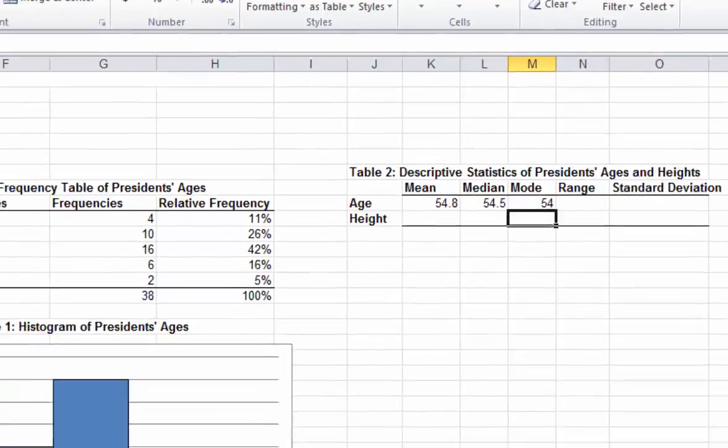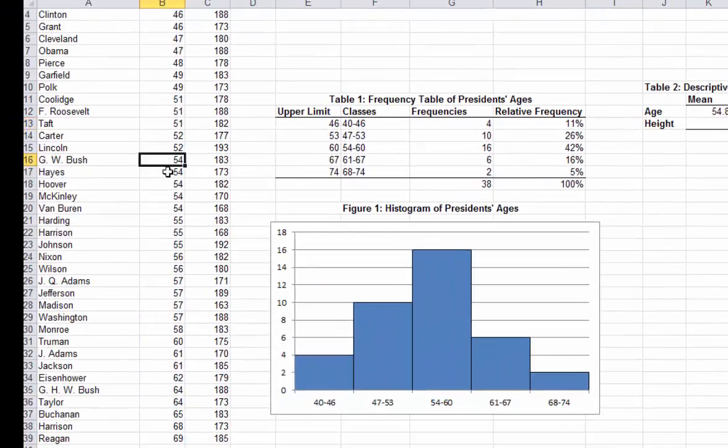54. Surprise, surprise. So if we look over here, 1, 2, 3, 4, 5, there's five 54s. So 5 presidents were age 54. Of course, we had Harding, Johnson, and Harrison who were 55. There were several 57-year-olds, but there's only one number that has the most, and that's 54.